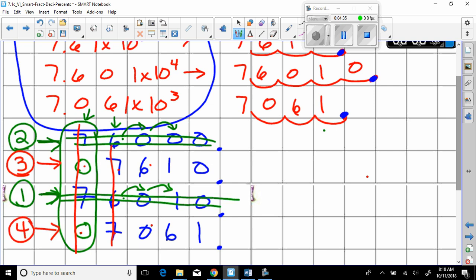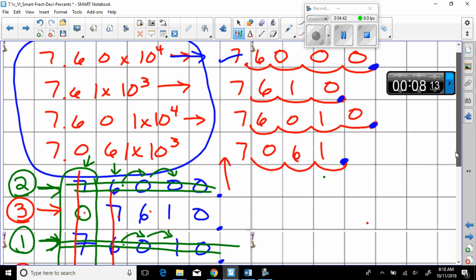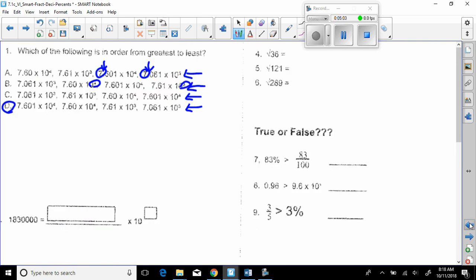So now we have to go back up here and see which one. This was second. So it goes second, third, first, and fourth. So then you use your scratch paper and you can go in and go back and see that the ones that are in order is actually D. Okay? All right, number 2.